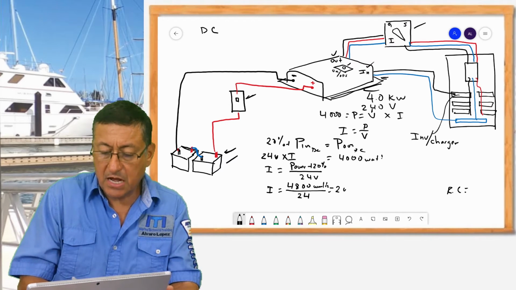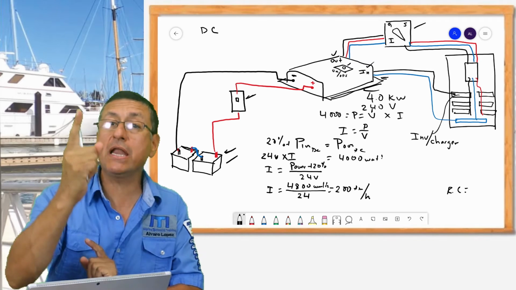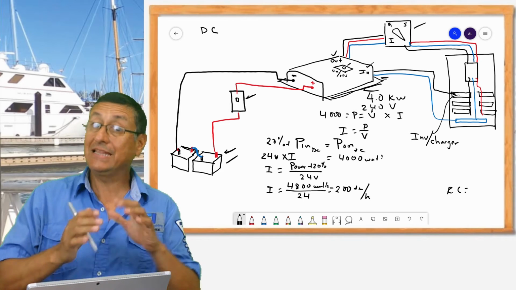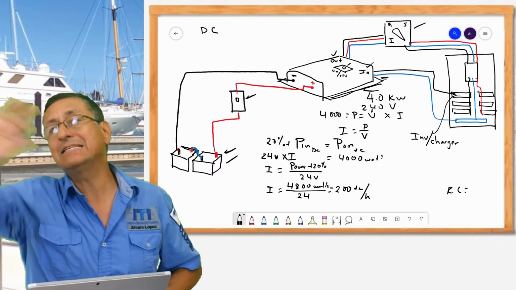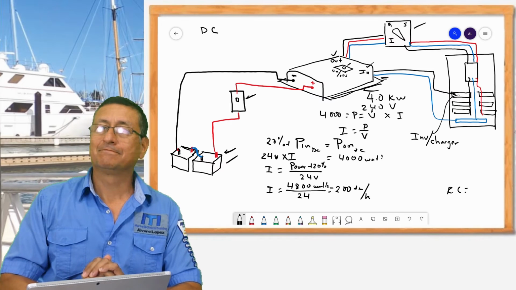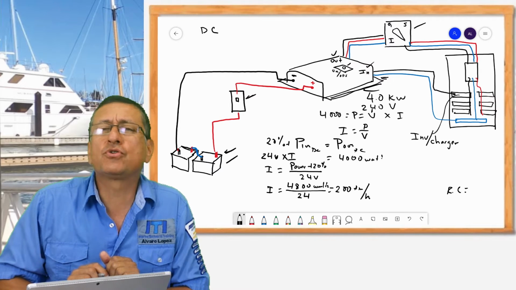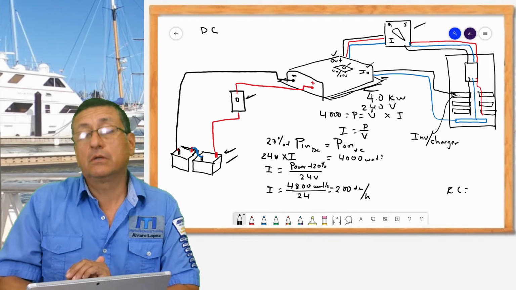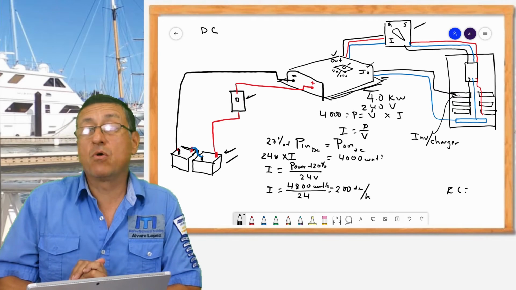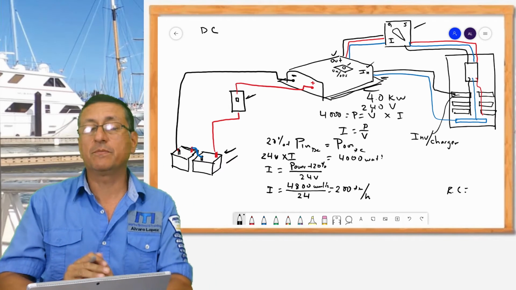This is 200 amp-hours. This is the amount of amps that I require in 1 hour on the DC side in order to produce 4 kilowatts on the AC side. This is in theory, because remember, how much can you discharge the batteries? Yes, only 50%. For that reason, really, this is not for 1 hour. This is for 30 minutes, in order to avoid discharging the batteries more than 50%.